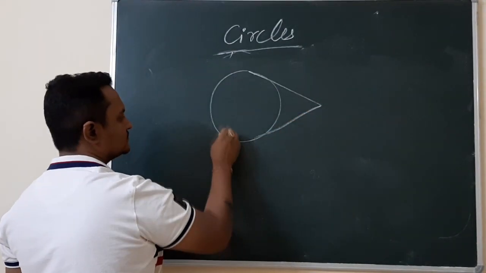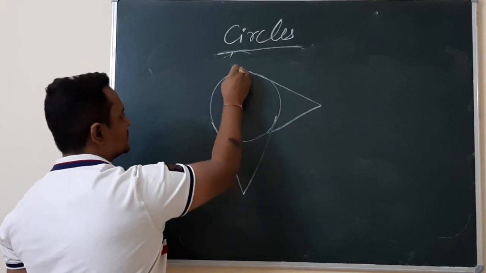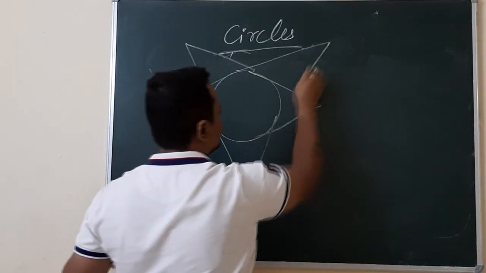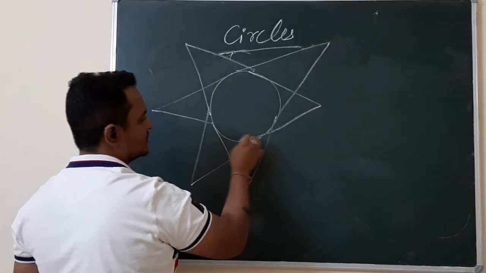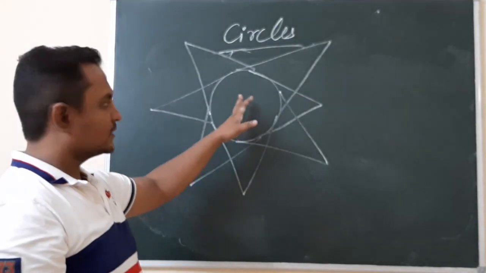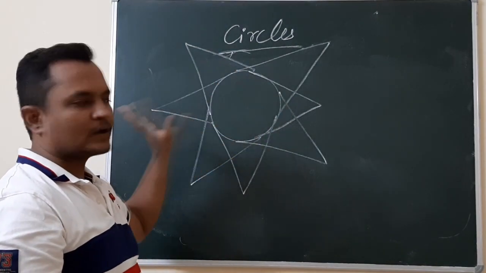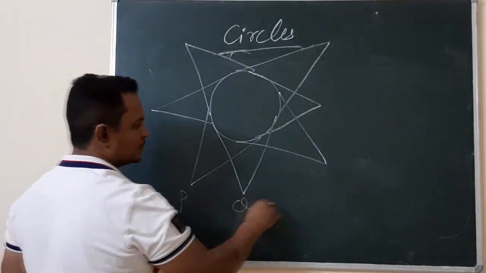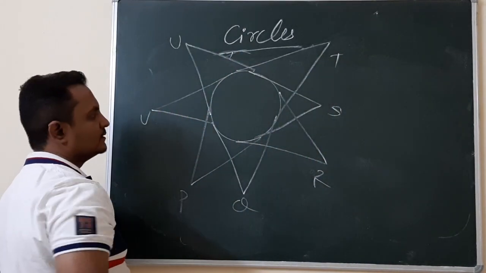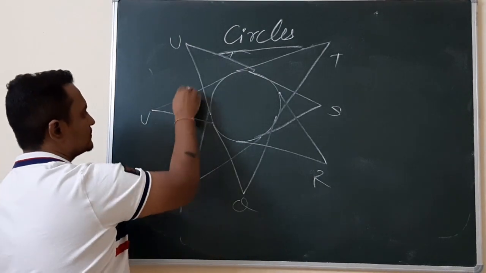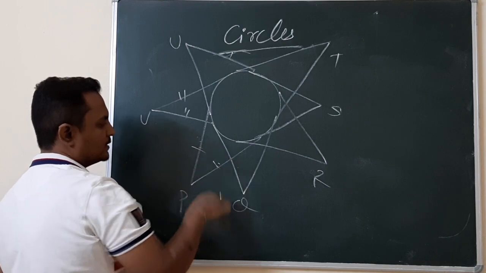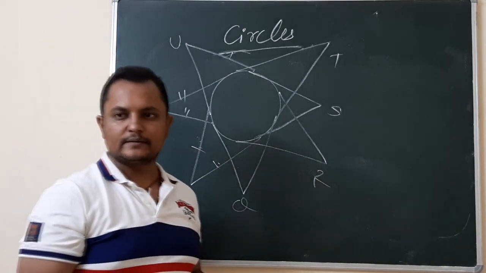ये सेम होगा, यहाँ से कभी ये सेम होगा, ठीक है? Right? Look at this. Everywhere you draw a pair of tangents from any point P, Q, R, S, T, U, V, these are same. They are not respectively same, but they are same to each other. Got it? Yes, sir.